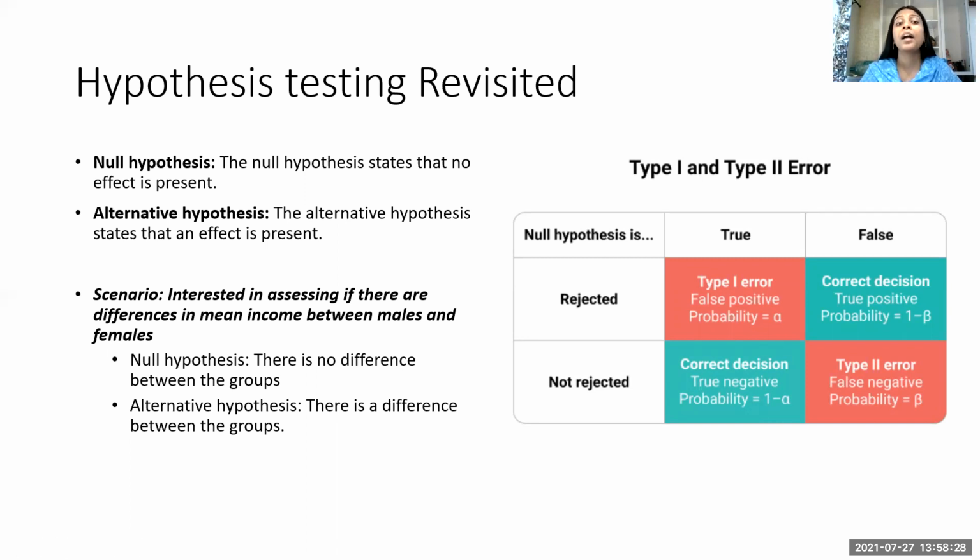For type 1 and type 2 error, we form a quadrant having 4 boxes, and on the x-axis we state that the null hypothesis is true for one quadrant and the null hypothesis is false for the other quadrant. And on the y-axis, we write null hypothesis is rejected and null hypothesis is not rejected. Based on these, we will have the 4 quadrants.